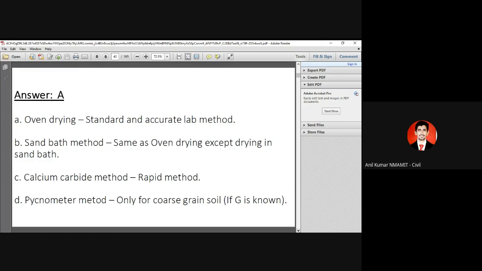Again, the sand bath method is the same as oven drying, except the drying is done in a sand bath. You cannot control the temperature in the sand bath. Hence, even this is wrong. So I expected at least one person to give me the answer as A.